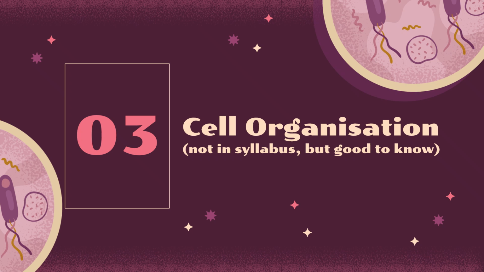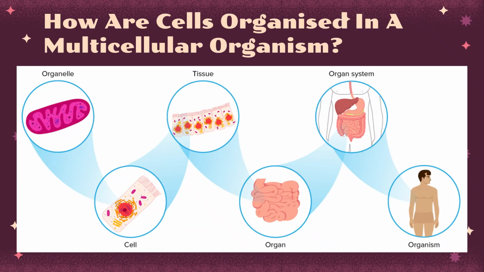Part 3 is known as cell organization. It is not in the syllabus, but I think it is good to know because it is a fundamental in cell biology. Okay, so how are cells organized in a multicellular organism like us? So we all know, right, in part 1 that a cell contains organelles. Okay, and there are many different types of organelles, then they are all packed in a cell.